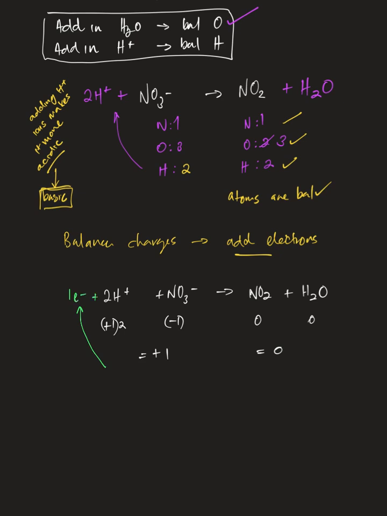Alright. Now what that would do for me is it would give me -1 plus +2 plus -1. And that's going to give me an overall charge of 0, which aligns with my other side, which is also equal to 0. So now I know that the charges are balanced. Yay, that's not so bad.